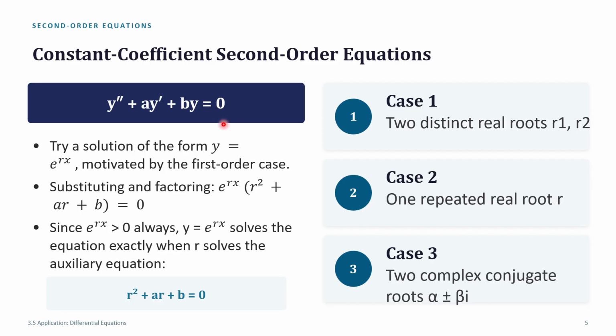It is motivated by the first order case, which is y = e^(rx). Substituting and factoring e^(rx) will give us r^2 + ar + b = 0, and that is what we call the auxiliary equation. Since e^(rx) is always greater than 0, y = e^(rx) solves the equation exactly when r solves the auxiliary equation r^2 + ar + b = 0.